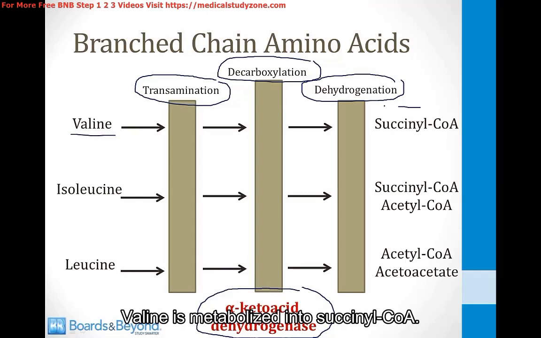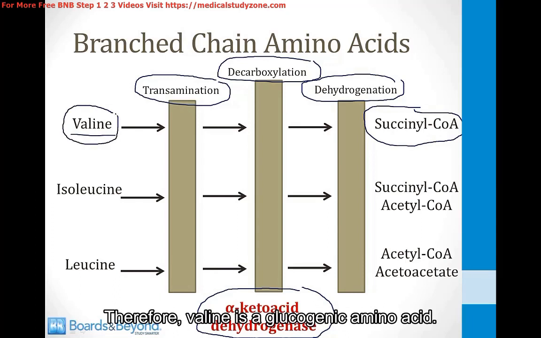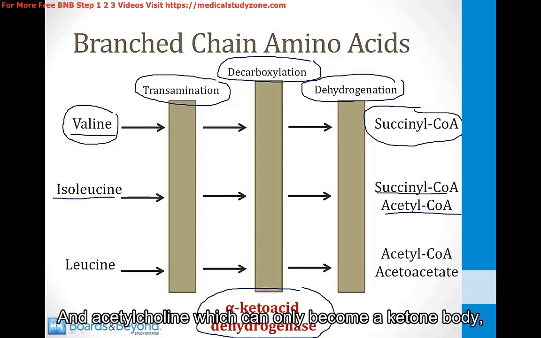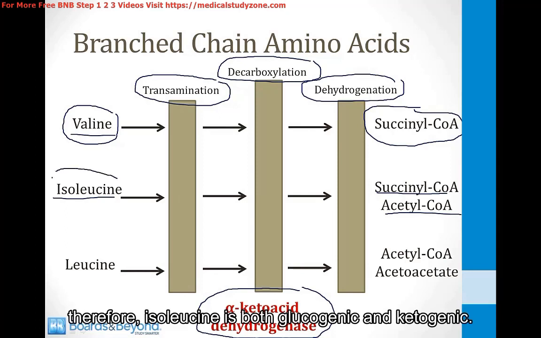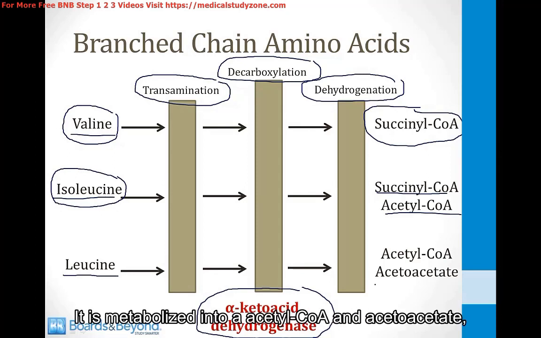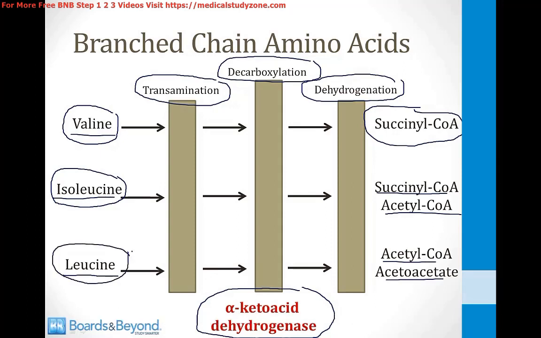Valine is metabolized into succinyl-CoA. Succinyl-CoA can enter the TCA cycle and become glucose, therefore valine is a glucogenic amino acid. Isoleucine is metabolized into succinyl-CoA, which can become glucose, and acetyl-CoA, which can only become a ketone body, therefore isoleucine is both glucogenic and ketogenic. And then finally, leucine is one of the 2 purely ketogenic amino acids. It is metabolized into acetyl-CoA and acetoacetate, and therefore it is a purely ketogenic amino acid.